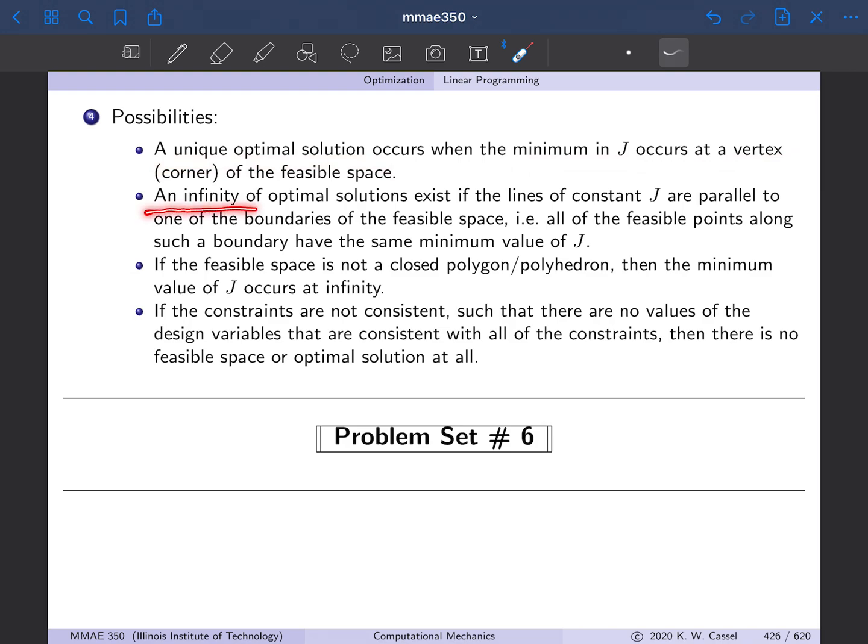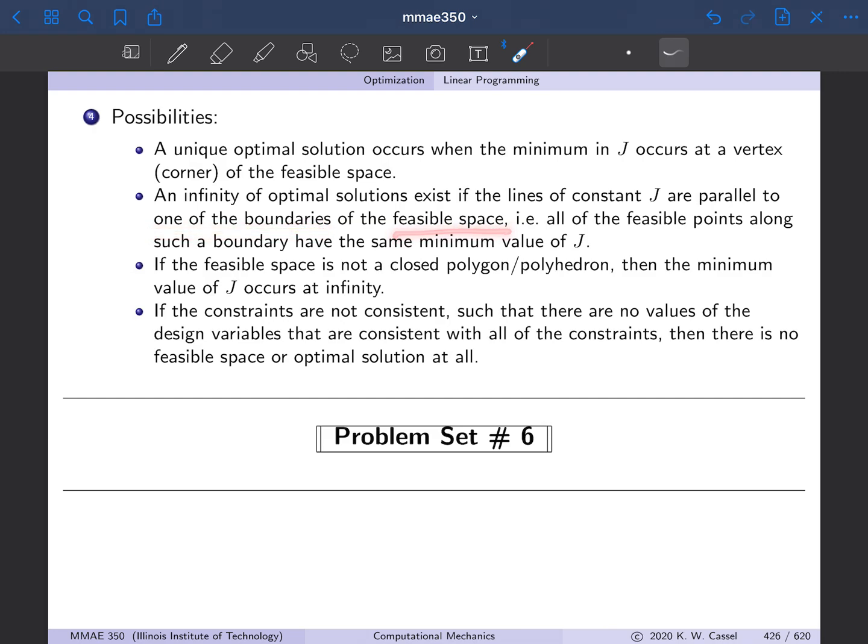You could have an infinity of optimal solutions. So that literally means there's an infinity of possible values of the design variables, as well as the slack variables, that give you the smallest value of J. That would occur, it's not hard to imagine, if the lines of constant J are parallel to one of the boundaries of the feasible space.